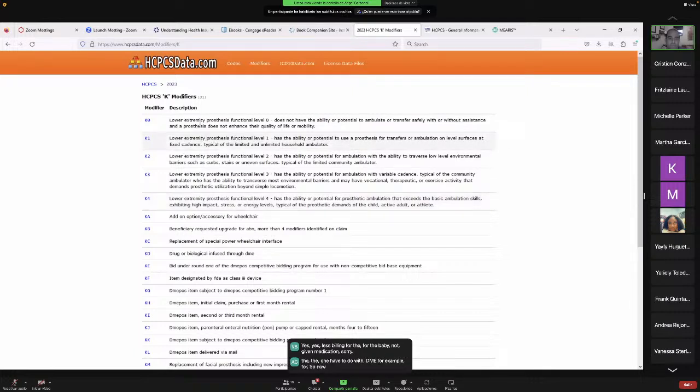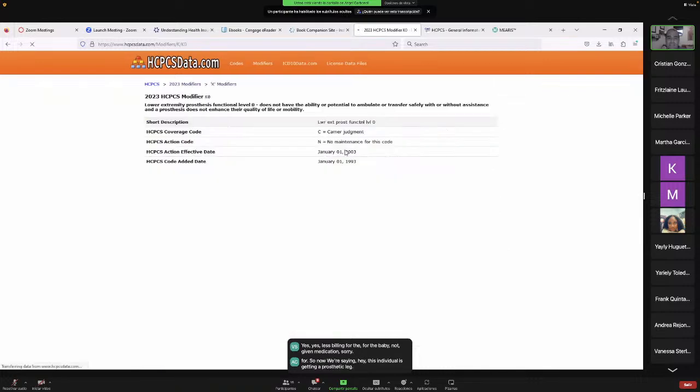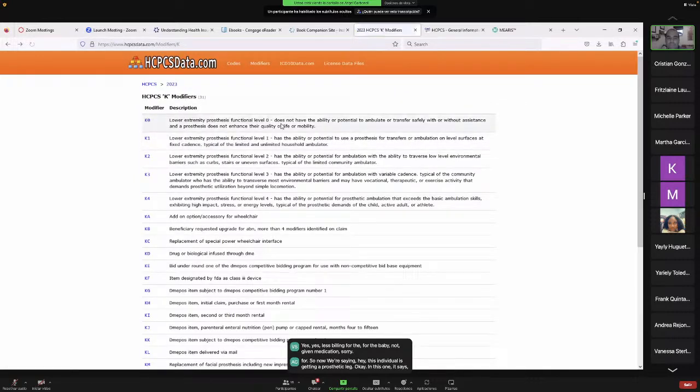So now we're saying, hey, this individual is getting a prosthetic leg. Okay. In this one, it says, my bad, that it went out. It says functional level 0. Okay. It's a prosthetic leg, but it's not used for movement. Okay. So you cannot stand on it. It's just so you can see it.